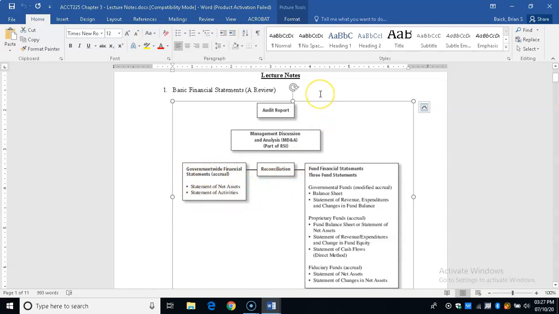Now, remember that we're still talking about state and local governmental accounting. And this week, we're going to focus on governmental funds. So for governmental funds, we're going to be talking about the different types of revenues you can have, expenses, net assets, and we're going to also talk about budgetary accounting in more detail.